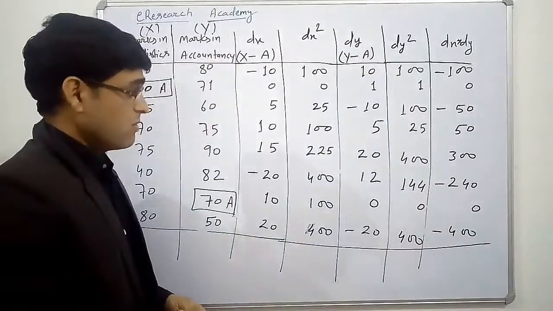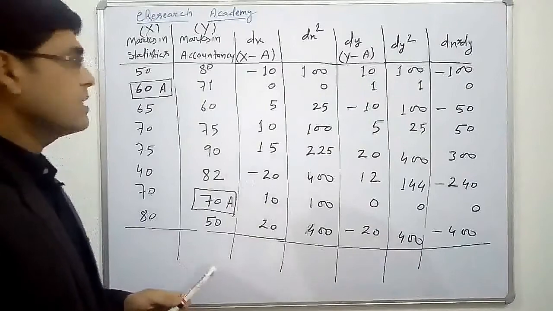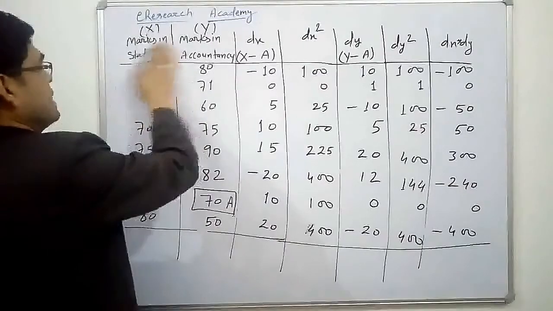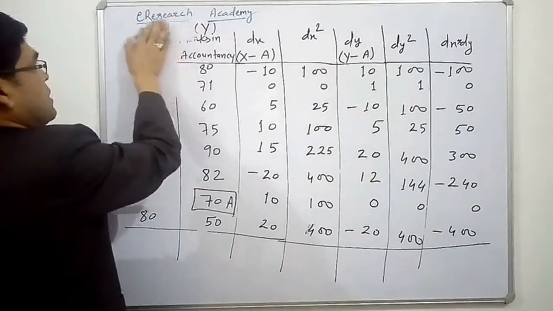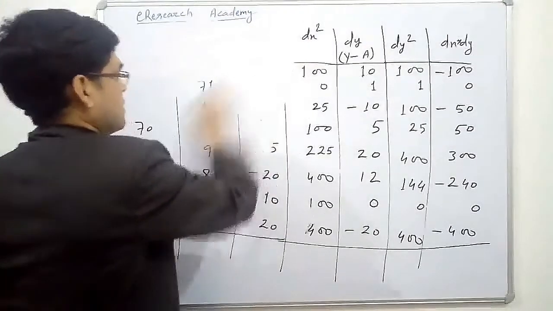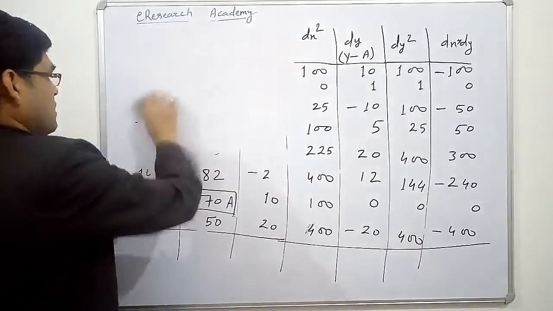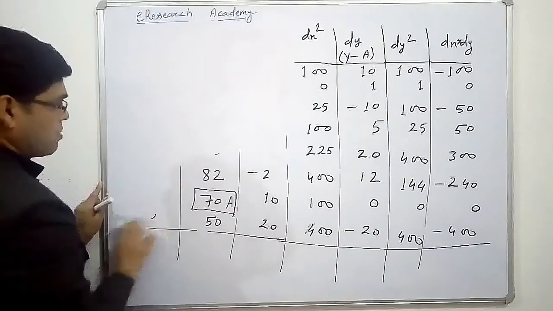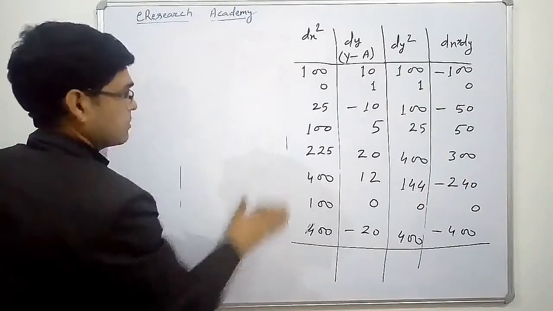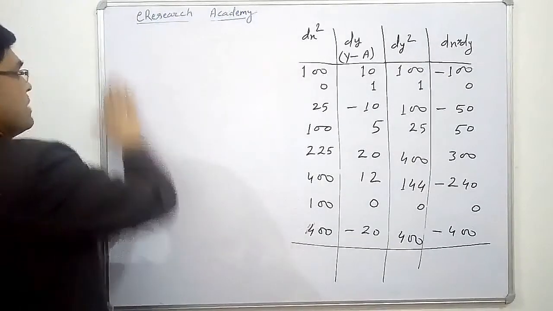Now we need a formula. The formula under the shortcut method is a bit lengthy, but not difficult. It is lengthy compared to the previous two formulas that we applied in the direct method and product moment method. So what is the formula here? It is similar to the direct method.